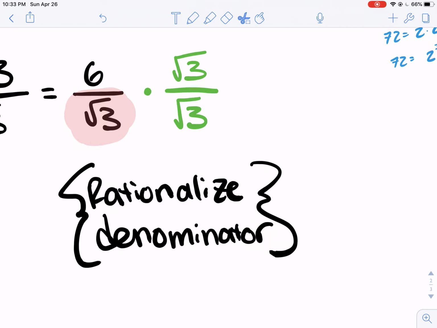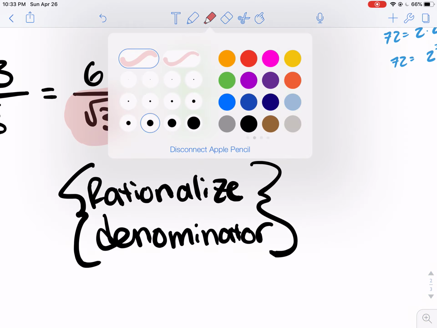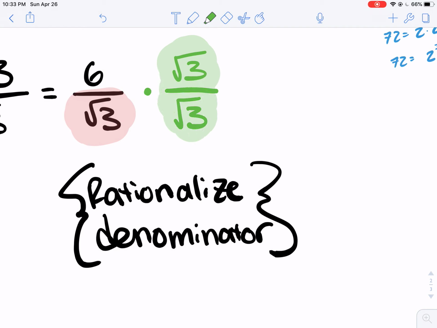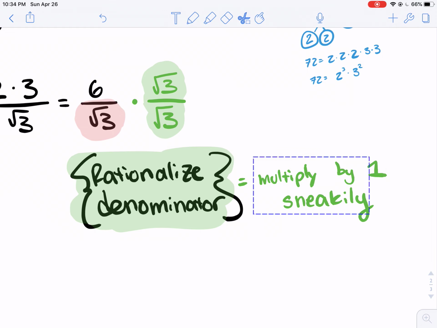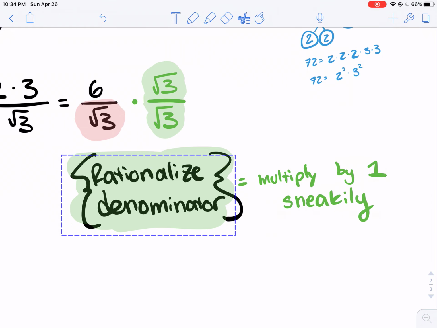over itself. This is because anything divided by itself is 1. We can multiply by 1, and that's fine. So we're not really doing anything to it. We're not changing the value. We're just doing a really fancy way of multiplying by 1. Multiply by 1, but super trickily, sneakily. Because again, multiplying by 1 doesn't change anything. So we're being super sneaky about it, but it's going to look really pretty.